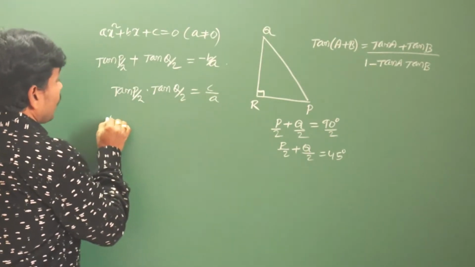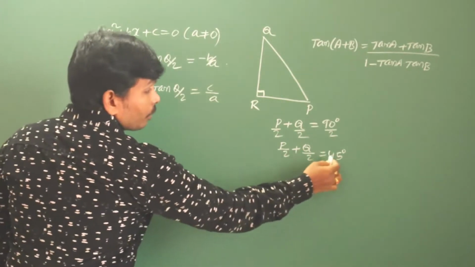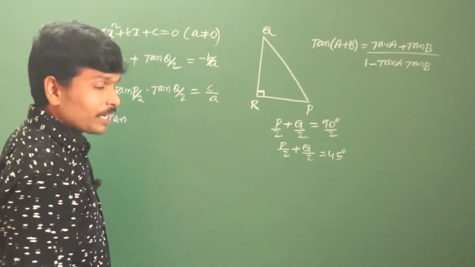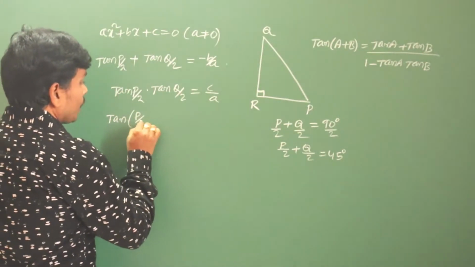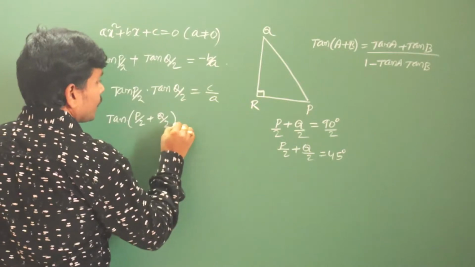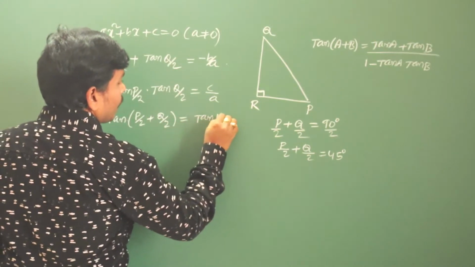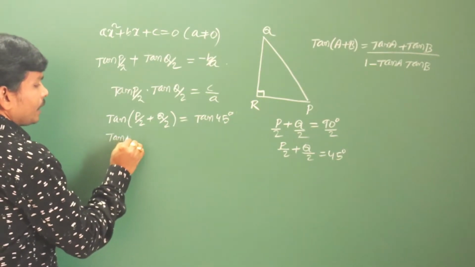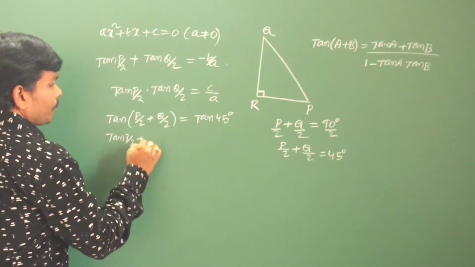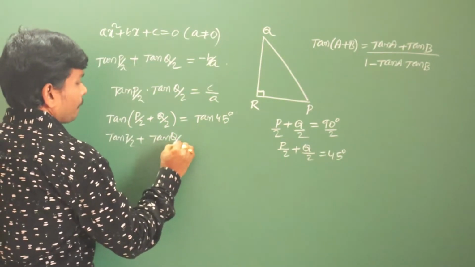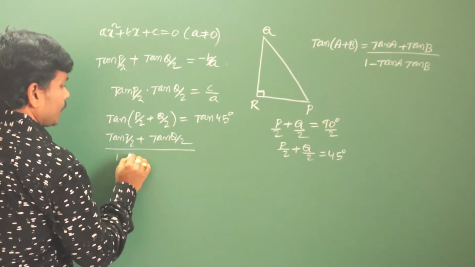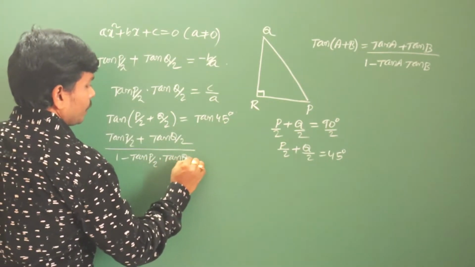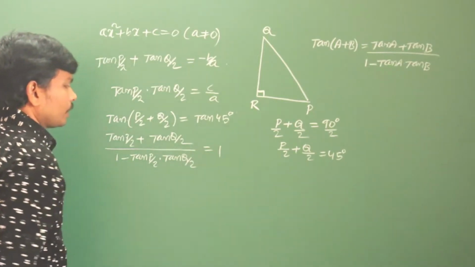Here, apply tan on both sides, then the problem is over. Tan of p by 2 plus q by 2 is equal to tan 45 degrees. So, tan a plus b formula, what is it? Tan a plus tan b by 1 minus tan a into tan b is equal to 1.